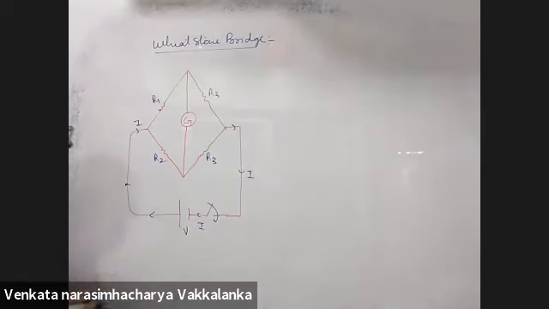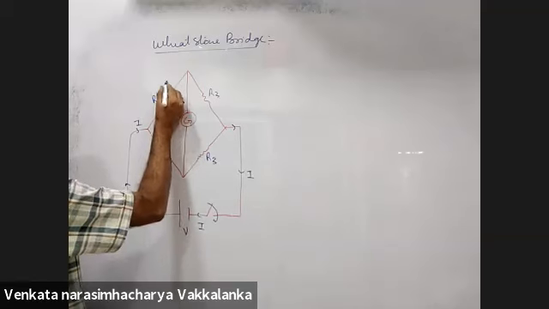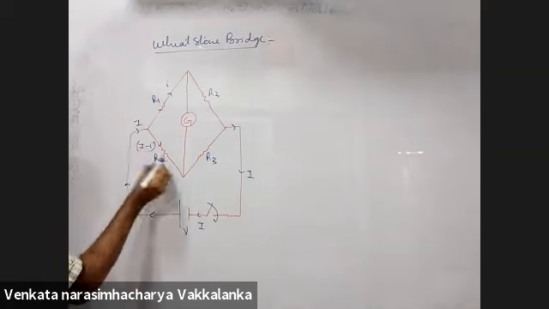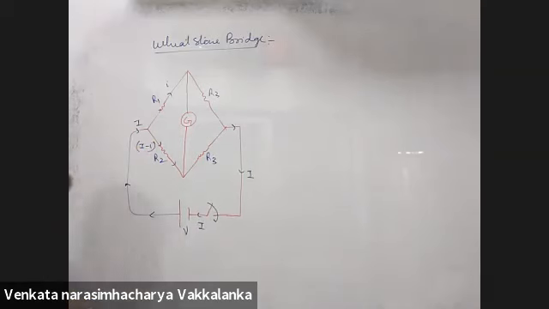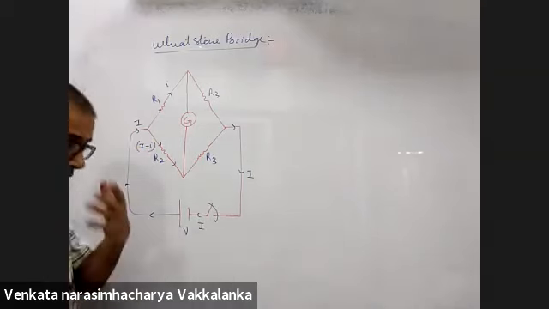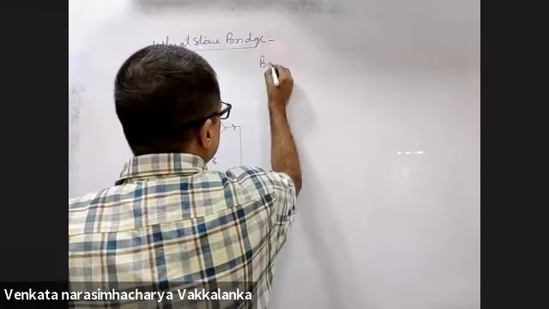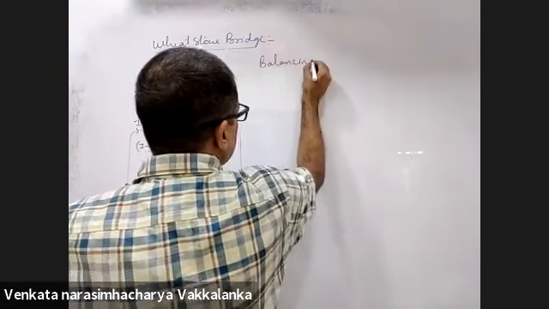Yes, sir. You assume small i current going into this branch, and what will be the current in this? Capital I minus small i. Yes, sir. Now, what are you in search of? We are in search of balancing condition.